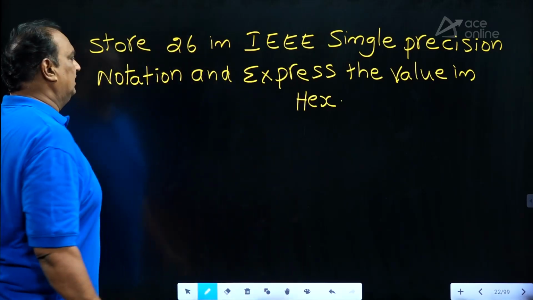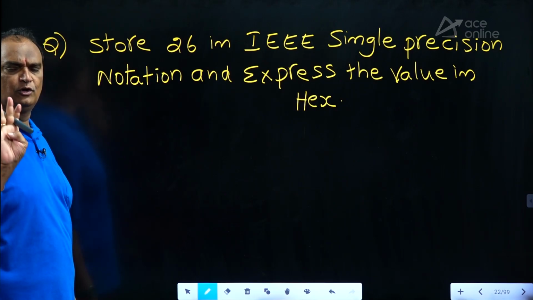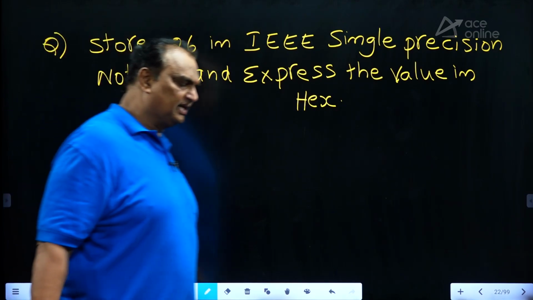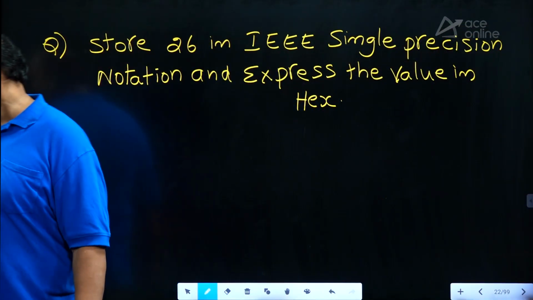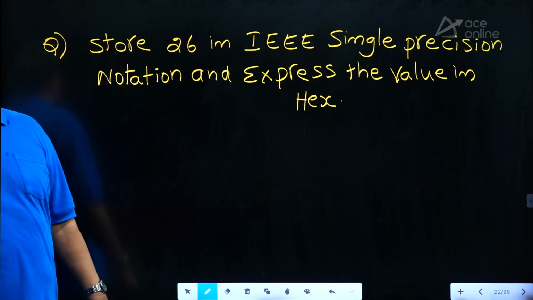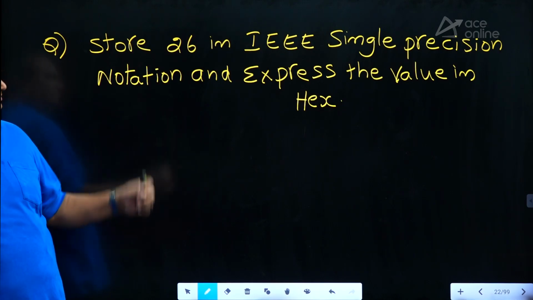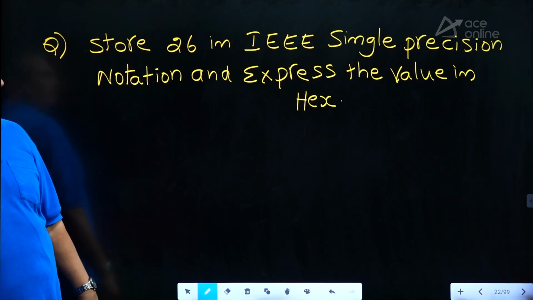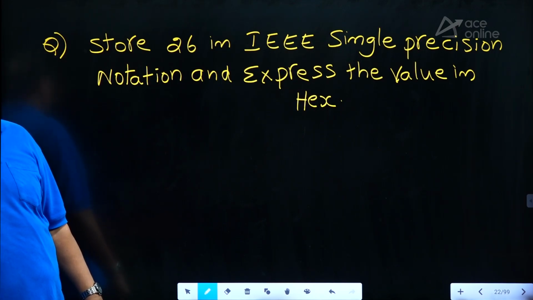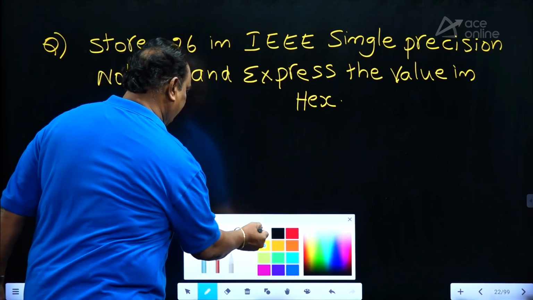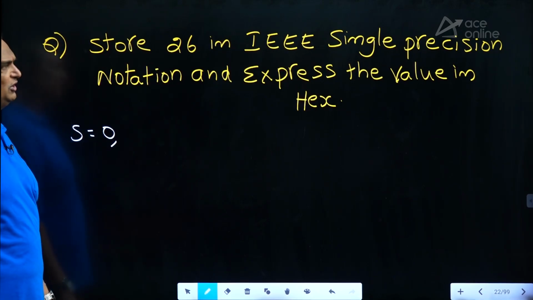Already we know, while representing hexadecimal data, each hexadecimal digit requires 4 bits directly. Multiplication and division operations are not needed to convert between binary and hexadecimal, and binary and octal. Each octal digit is represented with 3 bits directly. Here, watch the question carefully. Store 26 in IEEE single precision notation and express the value in hexadecimal. Sign symbol is not given, so automatically S is equal to 0 by default, because sign is positive.